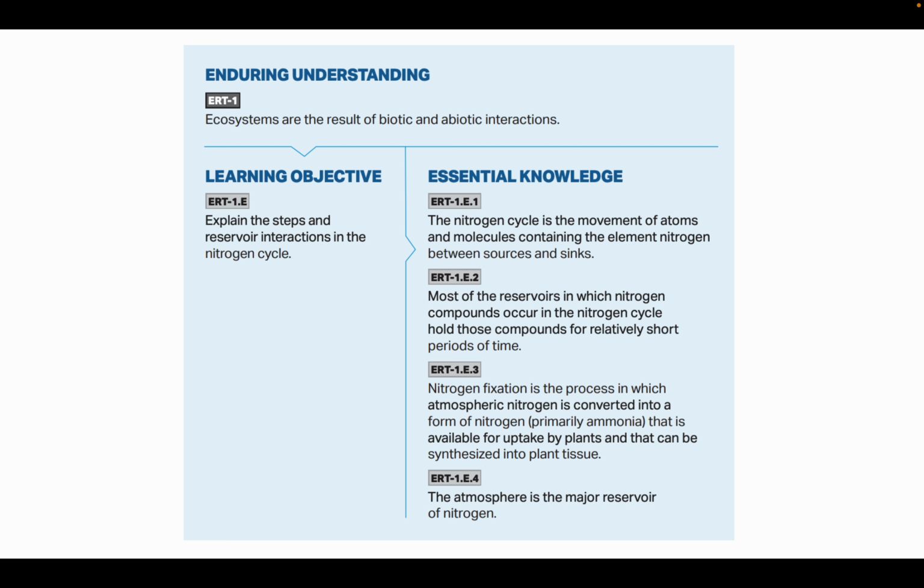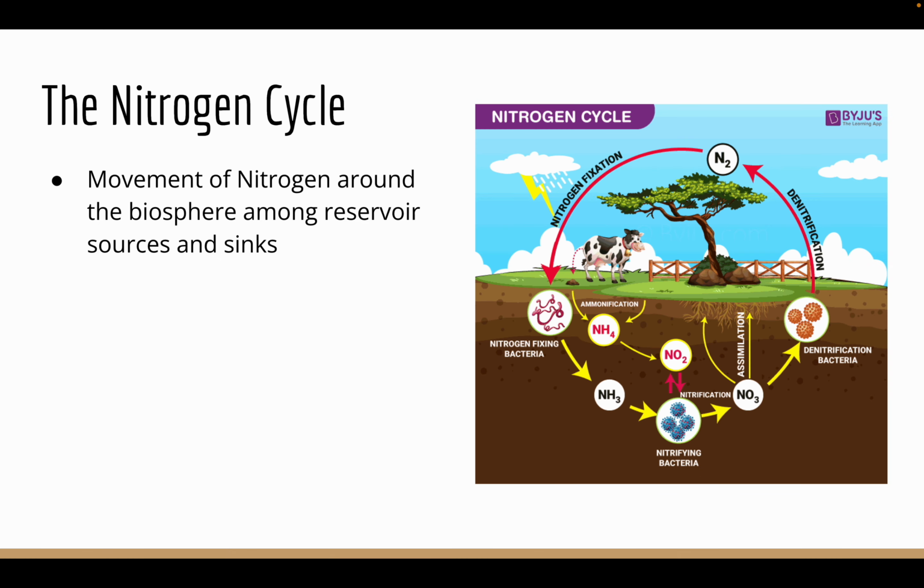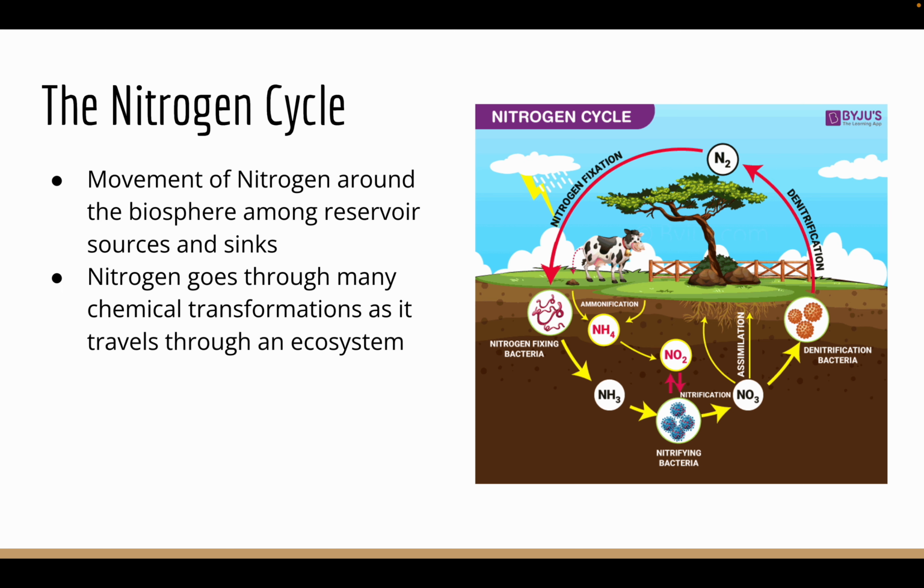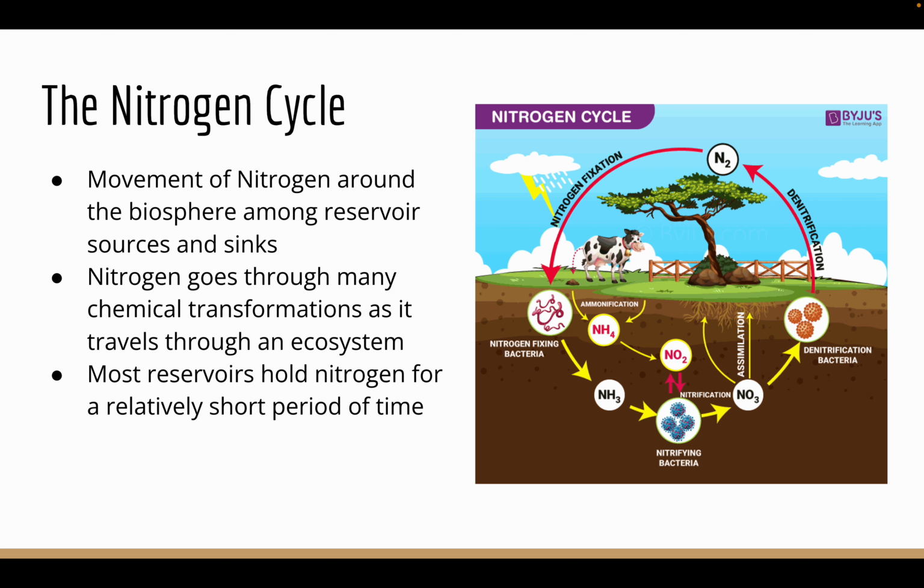The atmosphere is the major reservoir of nitrogen. So, like we were just saying, it's the movement of nitrogen around the biosphere among reservoir sources and sinks. Nitrogen goes through many chemical transformations as it travels through an ecosystem. And most reservoirs hold, like we just said, nitrogen for a relatively short period of time.